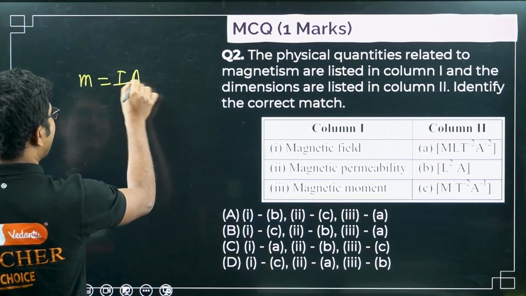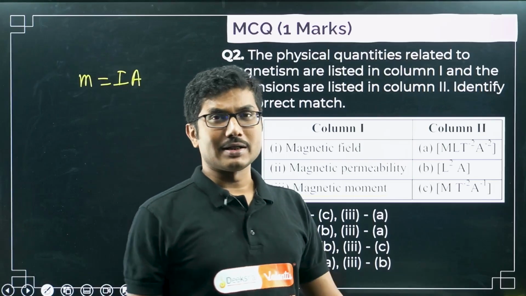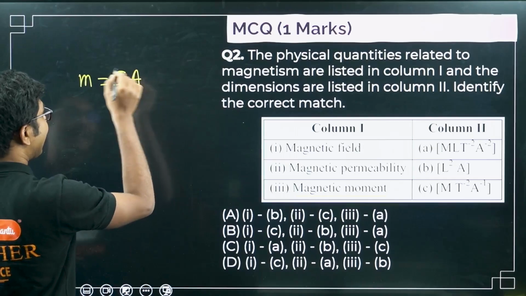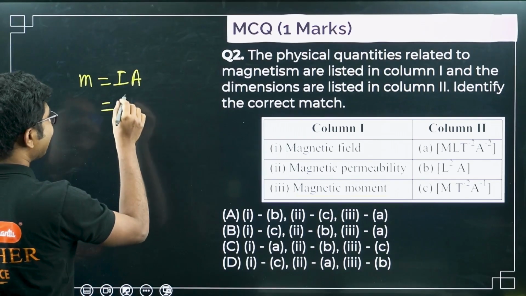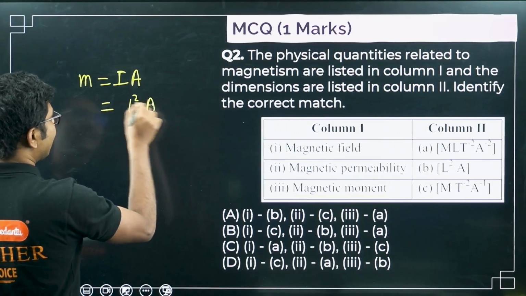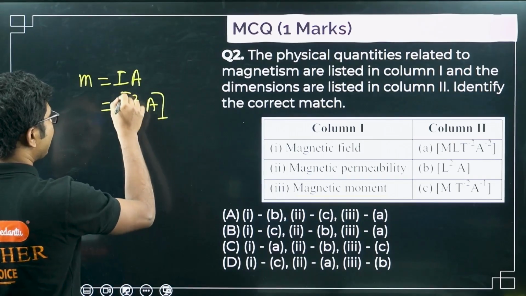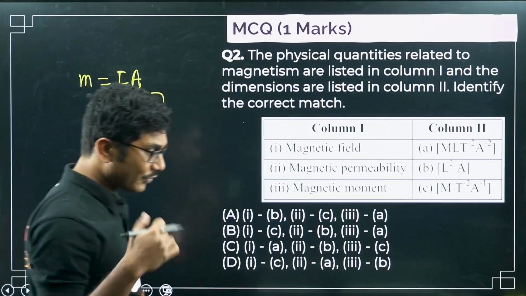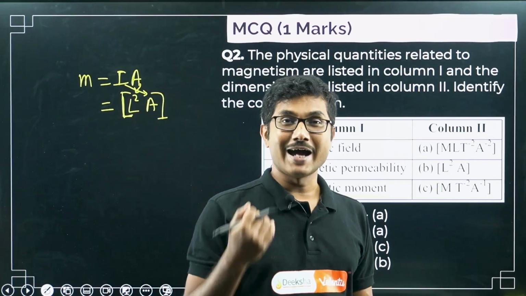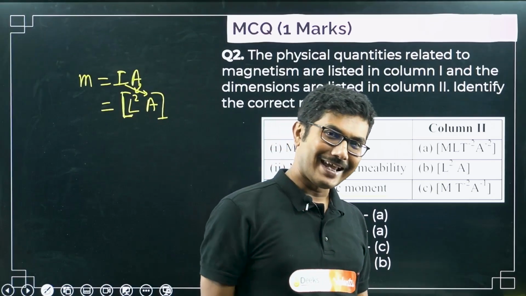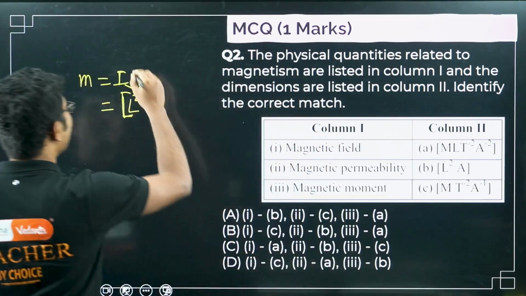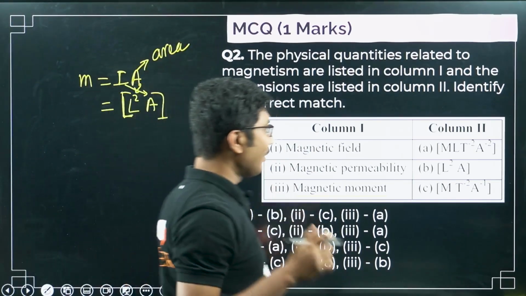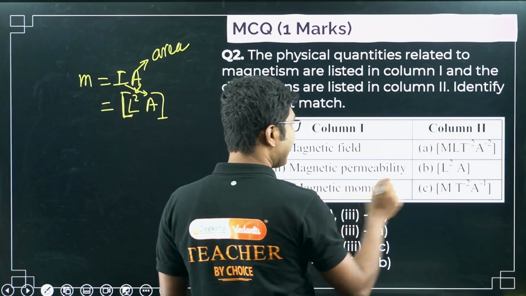Magnetic moment is defined by the term I into A. I is current, yes, and A is area. So its dimension is L square A. L square is from area, A is from current. So don't get confused with the terms and their dimensions. I's dimension is A, whereas A, the area, has dimension L square. Here A represents area. So L square A is the dimension of the magnetic moment.